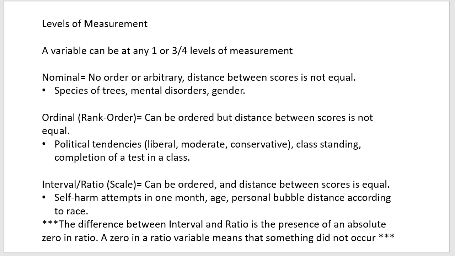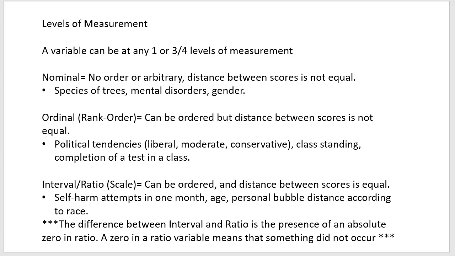Next is ordinal, which is also called rank order. So these are variables that can be ordered, but the distance between the scores is not equal. So something like political tendencies. You have liberal, moderate, and conservative. That's on some kind of spectrum of what your feelings are about the way that the political group operates. Liberal, moderate, conservative. Those tend to be on a spectrum.